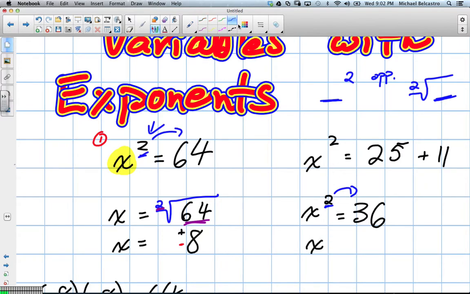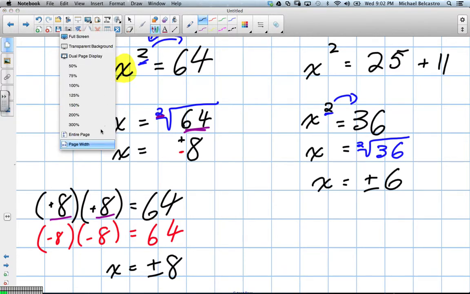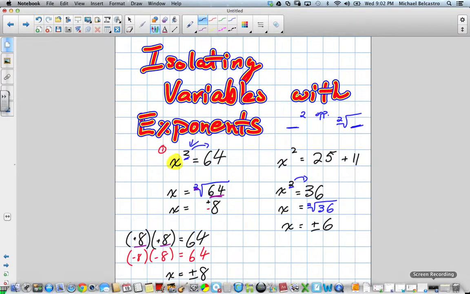So the square root of 36, is it just 6? Positive 6 and negative 6. Yeah, so let's represent it like that. We say plus or minus 6. There are two answers to that. Does that make sense? Okay, so that's what they want you to do when you're isolating variables that have exponents.